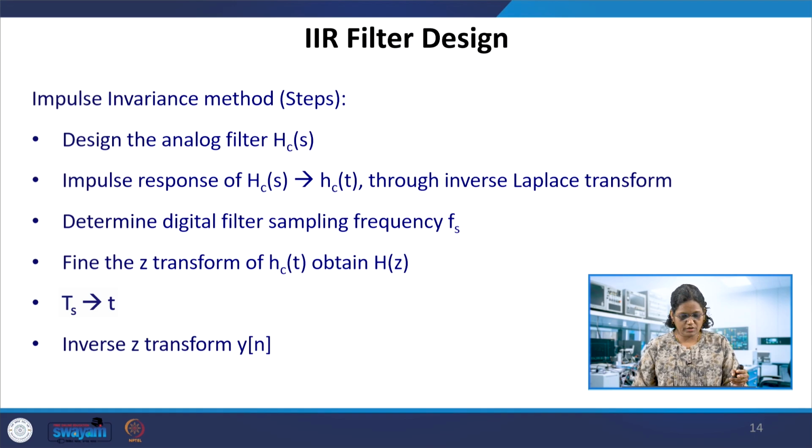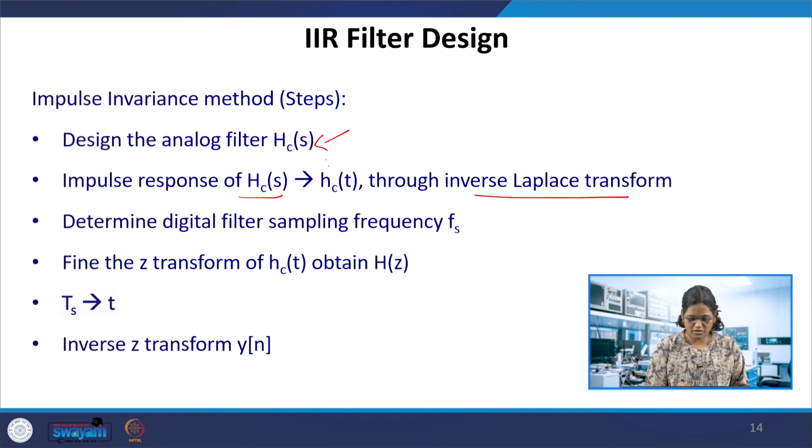From this, I would like to list the steps involved in the design of the impulse invariance method. The first is to design the analog filter Hc(s) for the given specification, getting the transfer function of the analog filter with the Laplace variable. Then get the impulse response of Hc(s), that is through the inverse Laplace transform.